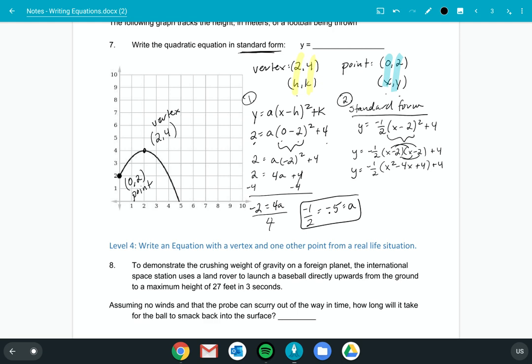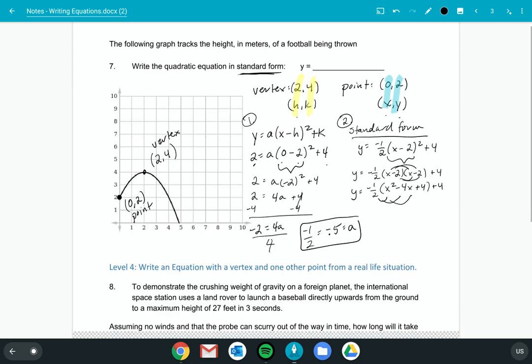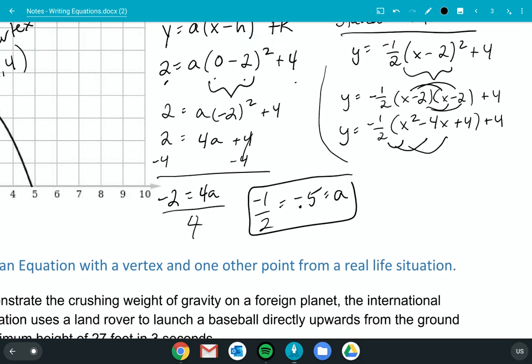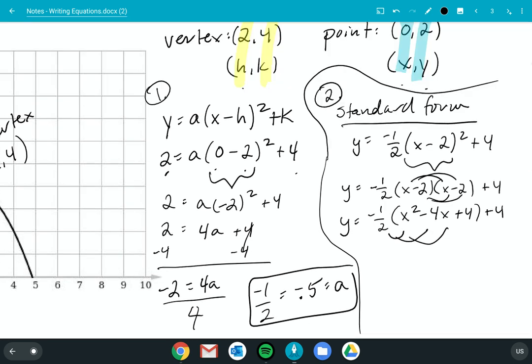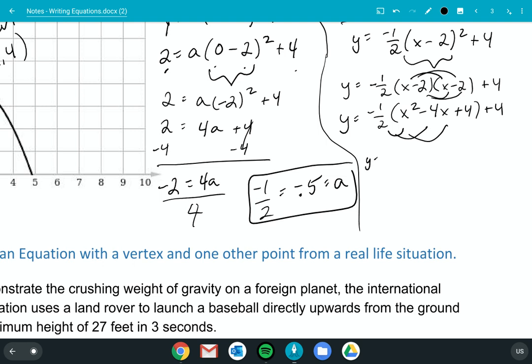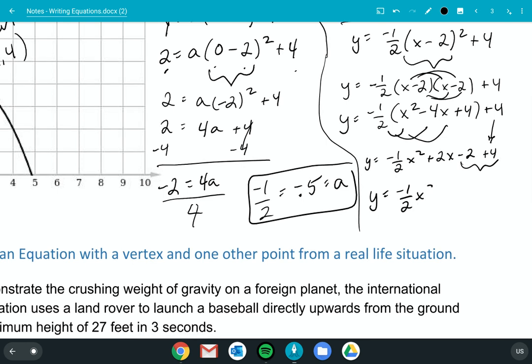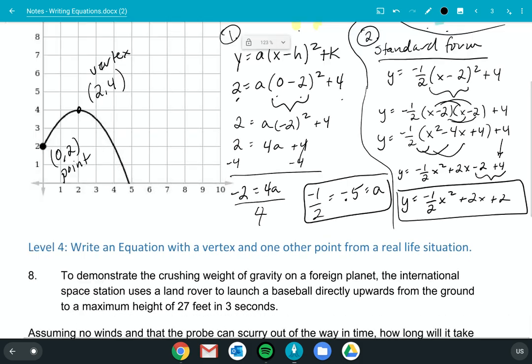Obviously, this is always equal to y. So I'm going to multiply this guy out, which now gives me, let's zoom in a little bit. Separate my work. Y equals negative 1/2 x squared plus negative 1/2 times negative 4x is positive 2x, because 2 negatives is a positive and half of 4 is 2. And then negative 1/2 times 4 is negative 2 plus 4. Keep in mind this plus 4 comes down. Now we're going to combine. So my standard form is y equals negative 1/2 x squared plus 2x, and then negative 2 plus 4 is positive 2. So that's going to be my standard form of this graph.